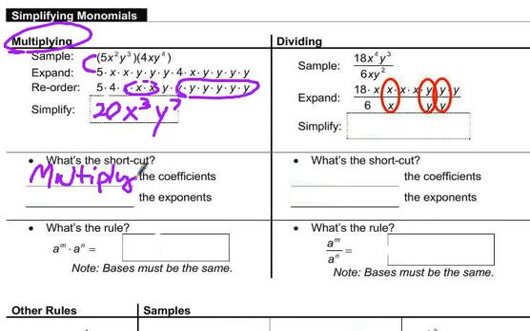What are you going to do with the exponents? What did we do? We added them, because remember that's like a 1 being there, so we did 2 plus 1 to get that 3. So you're going to add the exponents, okay?